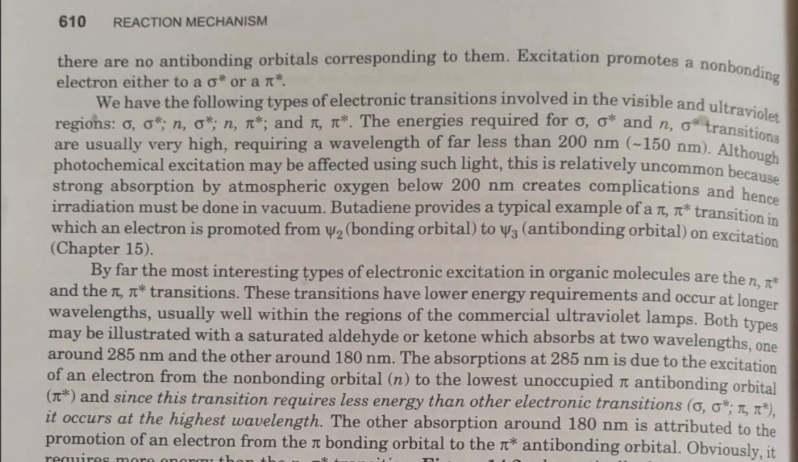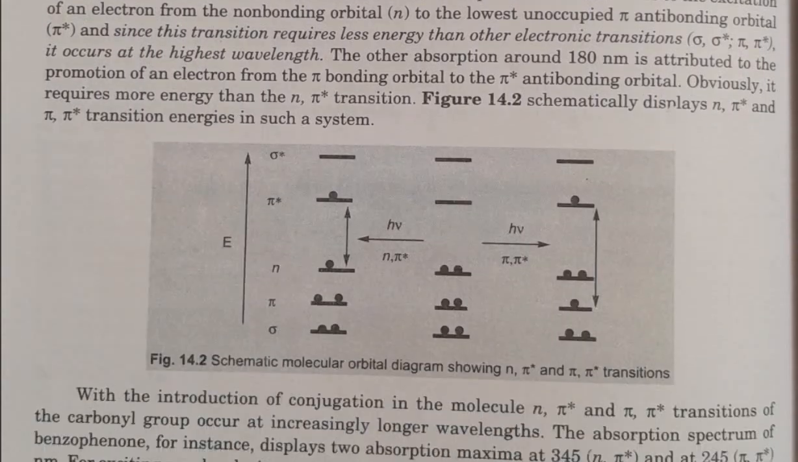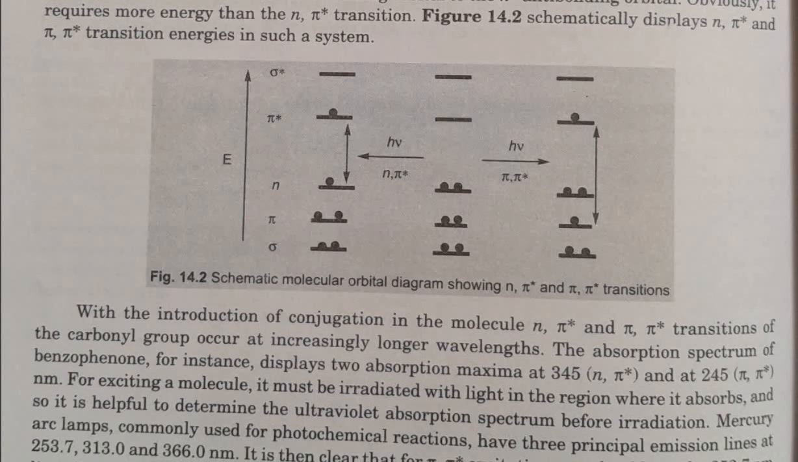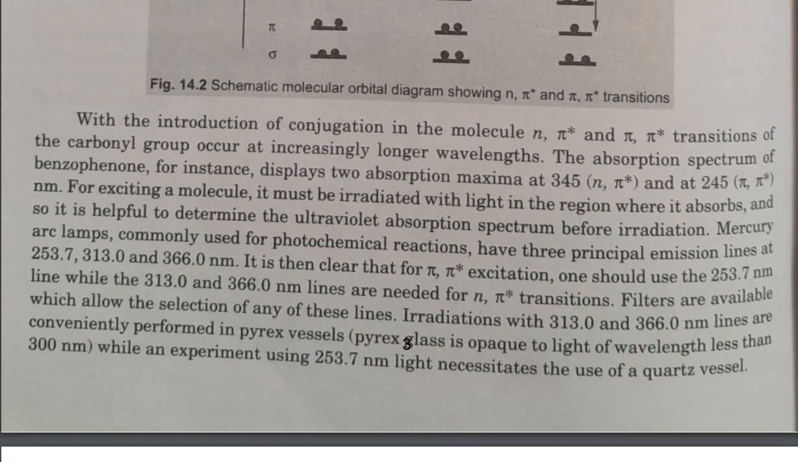So there are many transitions possible. You can see here energy: sigma to sigma star, pi to pi star, n to pi star. Sigma to sigma star energy is very high, pi to pi star energy is less, and n to pi star transitions are very low. So n to pi star transitions and pi to pi star transitions are important in organic chemistry.